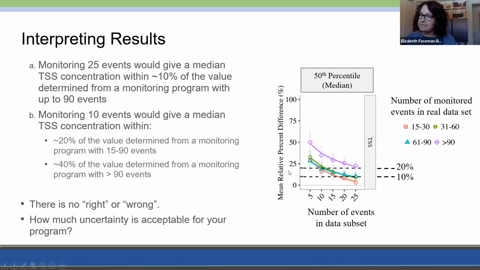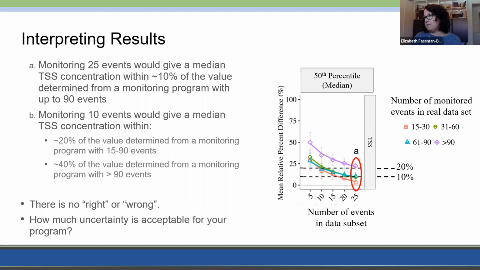And along the y-axis is the mean relative percent difference, our estimate of uncertainty that results from either one of these smaller monitoring programs. And for convenience only, the dashed lines go between the 10 and 20% relative percent difference or uncertainty. That's really just to help you read the plot. And then each of the colored lines with the different markers represent the results according to the size of the real data set, the parent data set.